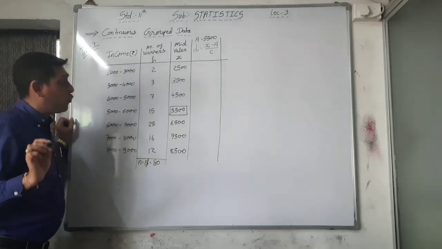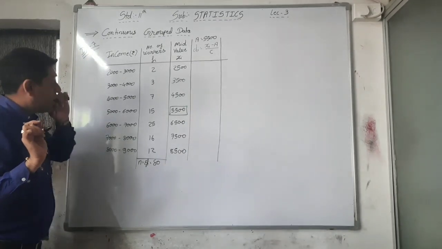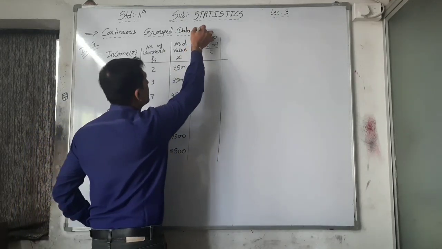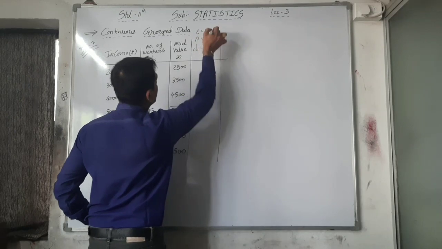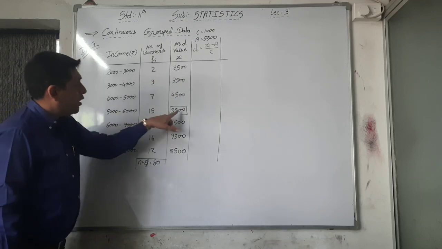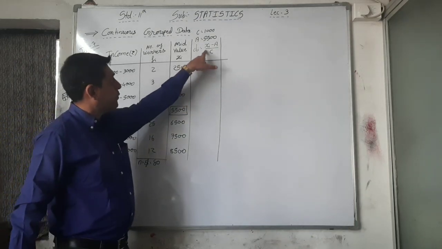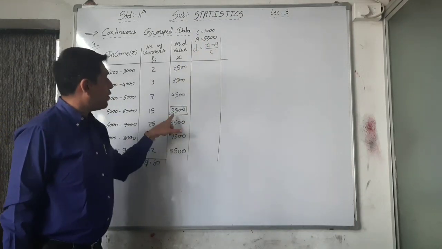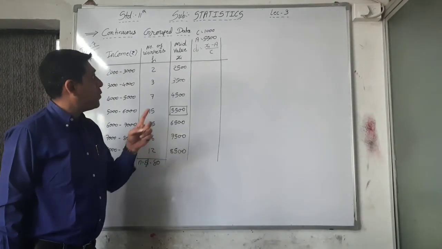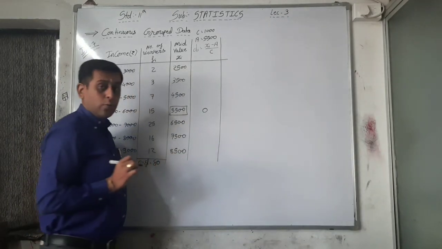You have to take 5,500. Okay, so 5,500. Why am I taking 5,500 as a mid value? See, for that, here what is the class interval? What is your C? C is equal to 1,000, right? So now see here, if I am subtracting, xi minus A, that is 5,500 minus 5,500 divided by 1,000, that is 0 divided by 1,000. The answer here is 0.